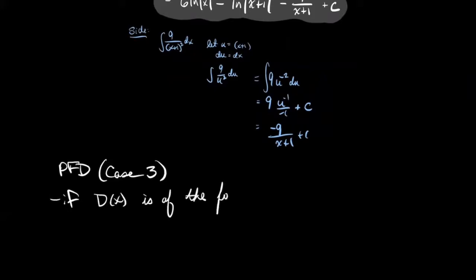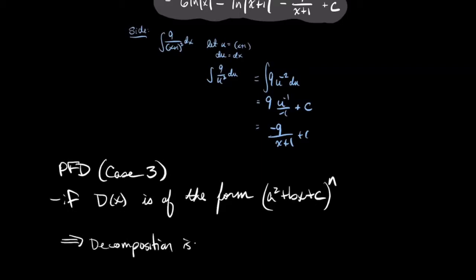is of the form of a quadratic. So ax squared plus bx plus c, but we could raise it to the nth power. And if that is the case, then the decomposition is going to be, so instead of just an a on top, we would actually have b1x plus c1 over the polynomial.